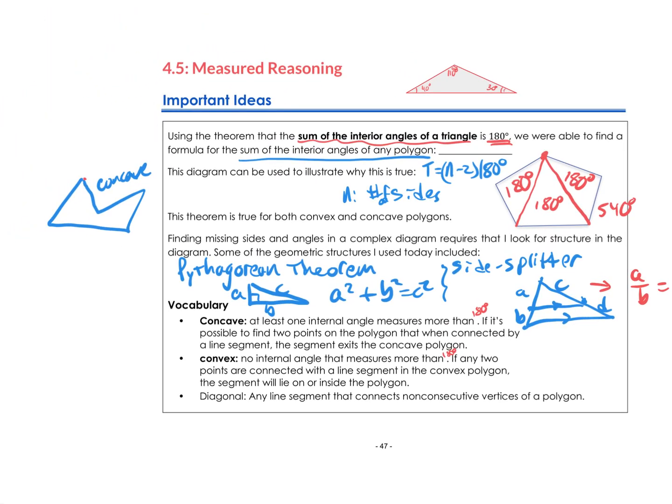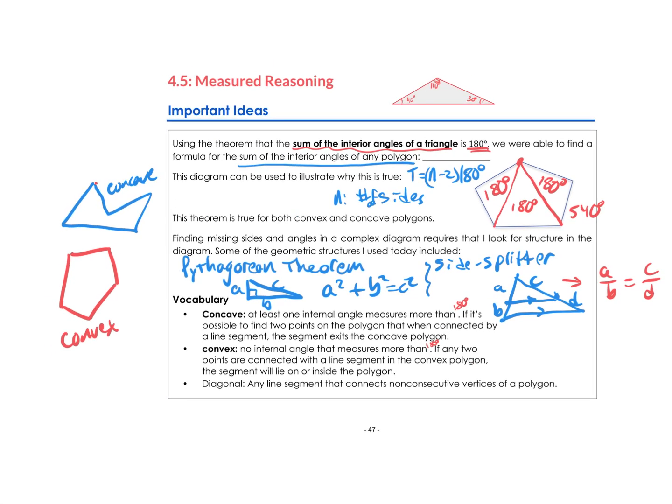All right. Here, let me draw a convex polygon. Sorry, I said concave. Convex is just kind of normal. So it's not caved in. That's convex. Great. Well, let's see how we can apply a little bit of this.